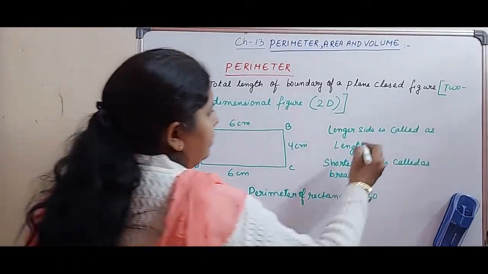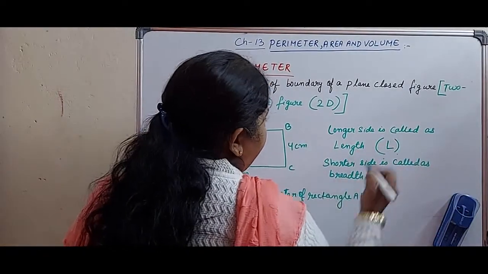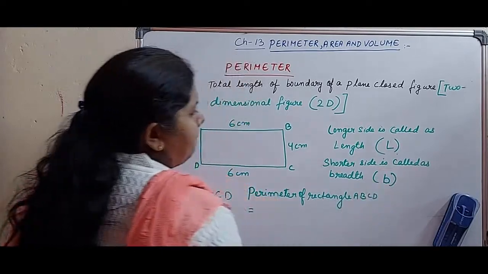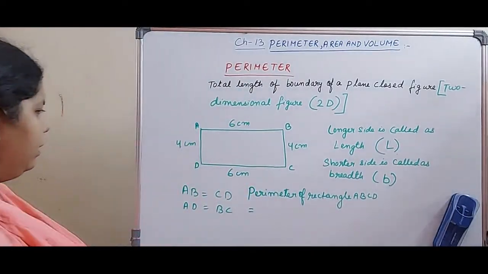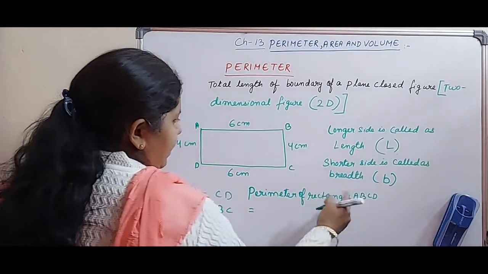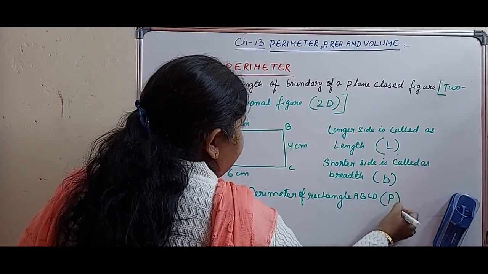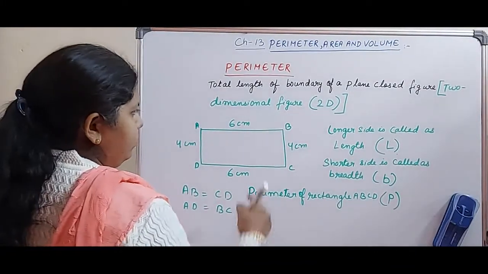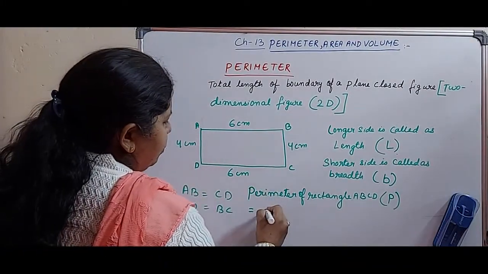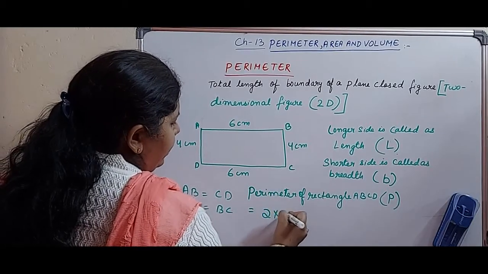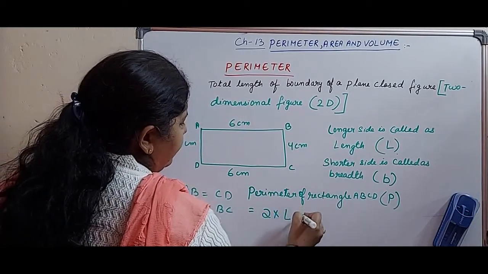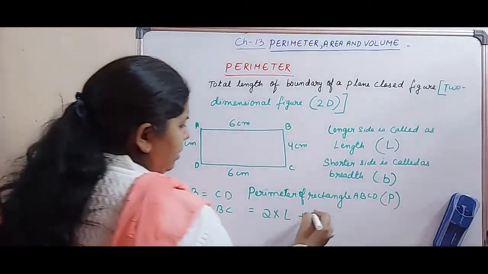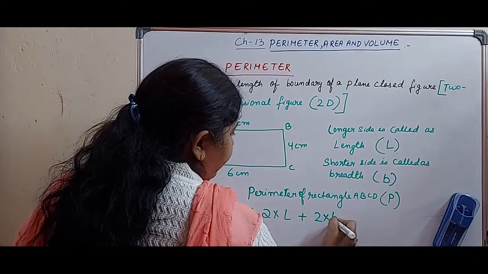For length, the short form is L, and for breadth the short form is B, and for perimeter the short form is P. P is equal to, because there are two lengths, we write 2 into L plus, because there are two breadths, 2 into B.